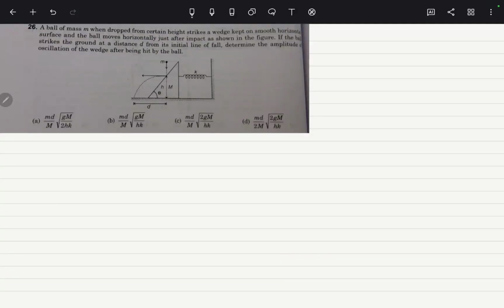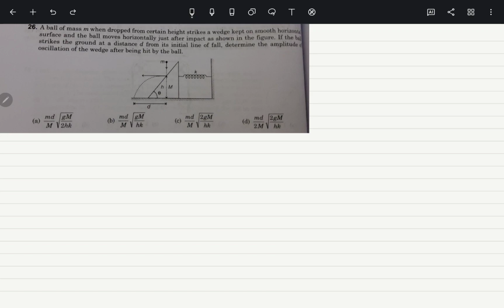Okay, so in this question, a ball of mass m when dropped from a certain height strikes a wedge kept on a smooth horizontal surface and the ball moves horizontally just after impact. If the ball strikes the ground at a distance d from its initial line of fall, determine the amplitude of oscillation of wedge after being hit by the ball. So we need to calculate the maximum displacement of the wedge in this direction because that will be the amplitude.